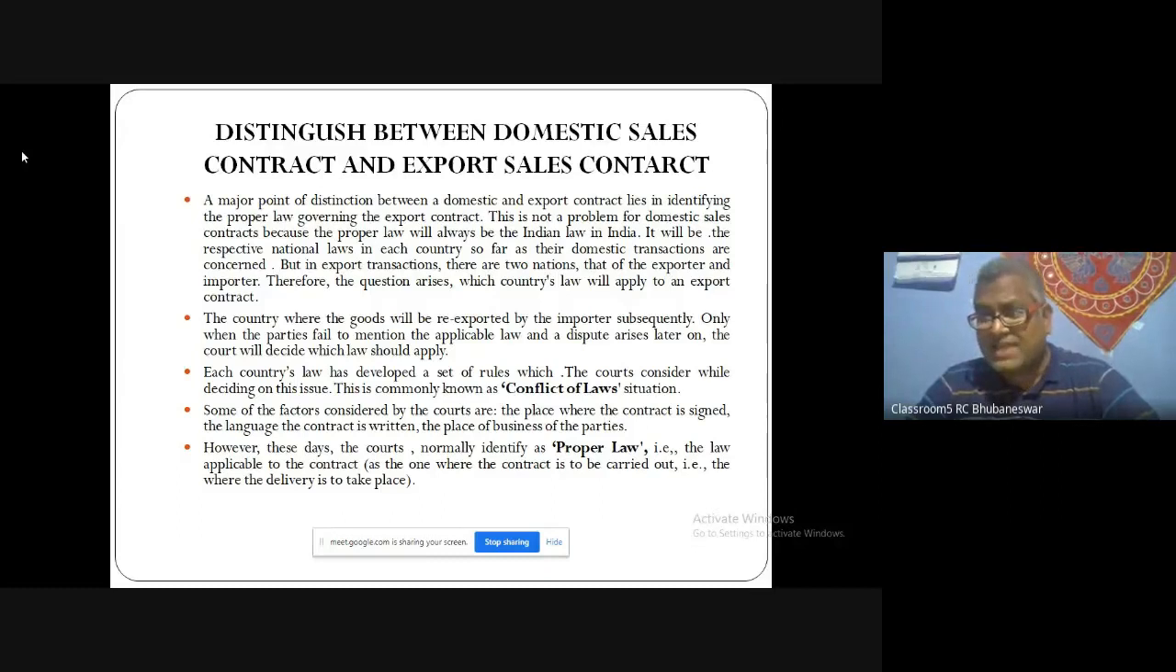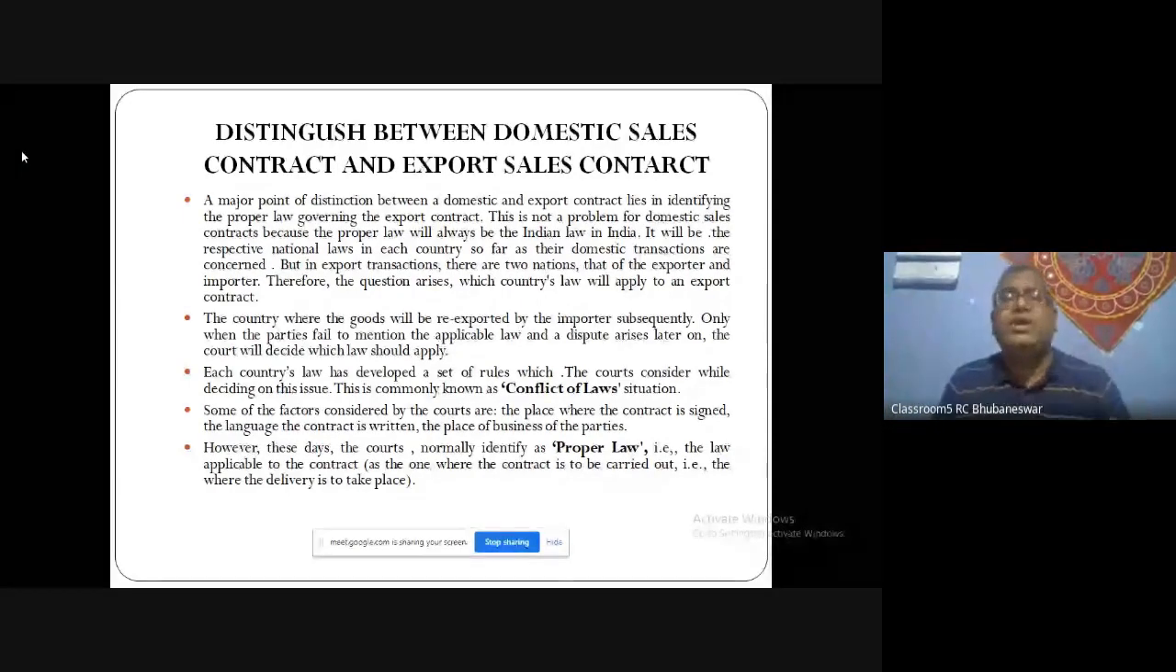One student in IBO asked me, sir, what is the proper law? Here, proper law means that at the time of a conflict in an exporting sales contract, the court identifies one law that is called the proper law. Neither your guidelines nor other countries' guidelines are followed. It is a transition where a new type of law comes up, called proper law, and it is the law applicable to the contract, where the contract is carried out or where the delivery is to take place. Conflict of issues can be solved through proper law.